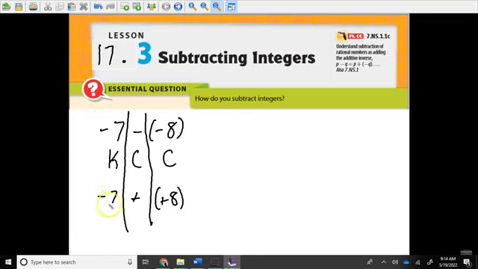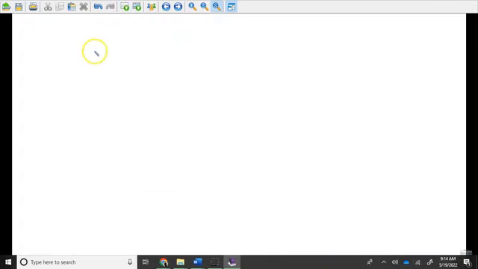So now what I have is negative 7 plus positive 8, and if you remember, 17.2 adding with different signs, then we're just going to subtract. So we get 8 minus 7, we get 1, and then we keep the sign of the bigger number. Okay? So we'll say positive. So let's do another one.